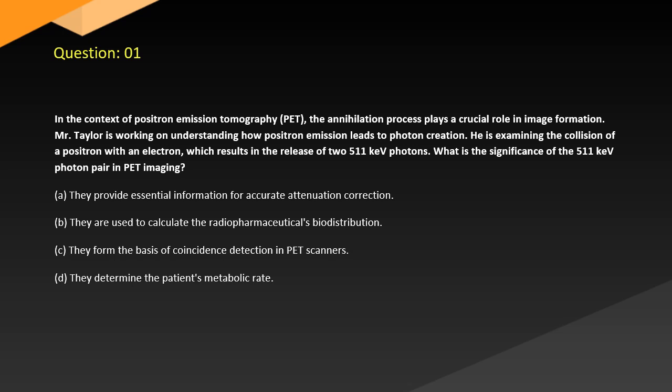Question 1. In the context of positron emission tomography (PET), the annihilation process plays a crucial role in image formation. Mr. Taylor is working on understanding how positron emission leads to photon creation. He's examining the collision of a positron with an electron, which results in the release of two 511 keV photons. What is the significance of the 511 keV photon pair in PET imaging?